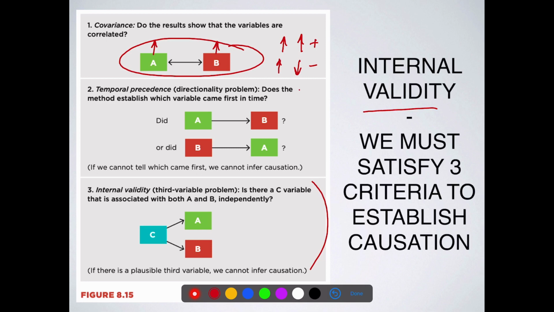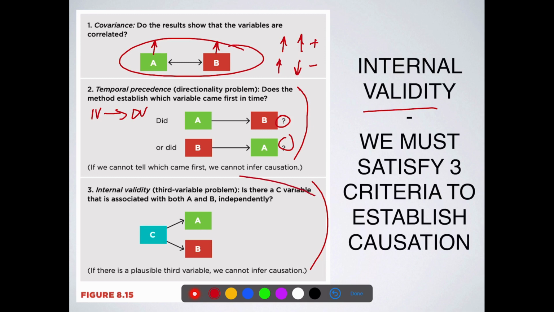You also have to establish that the IV happened before the DV. So you would have to say the IV came and then the DV happened. Now in this example it has a question mark because, well, let's say there was a situation where you can't establish which one happened first. If you can't establish which one happened first, you cannot claim causation.